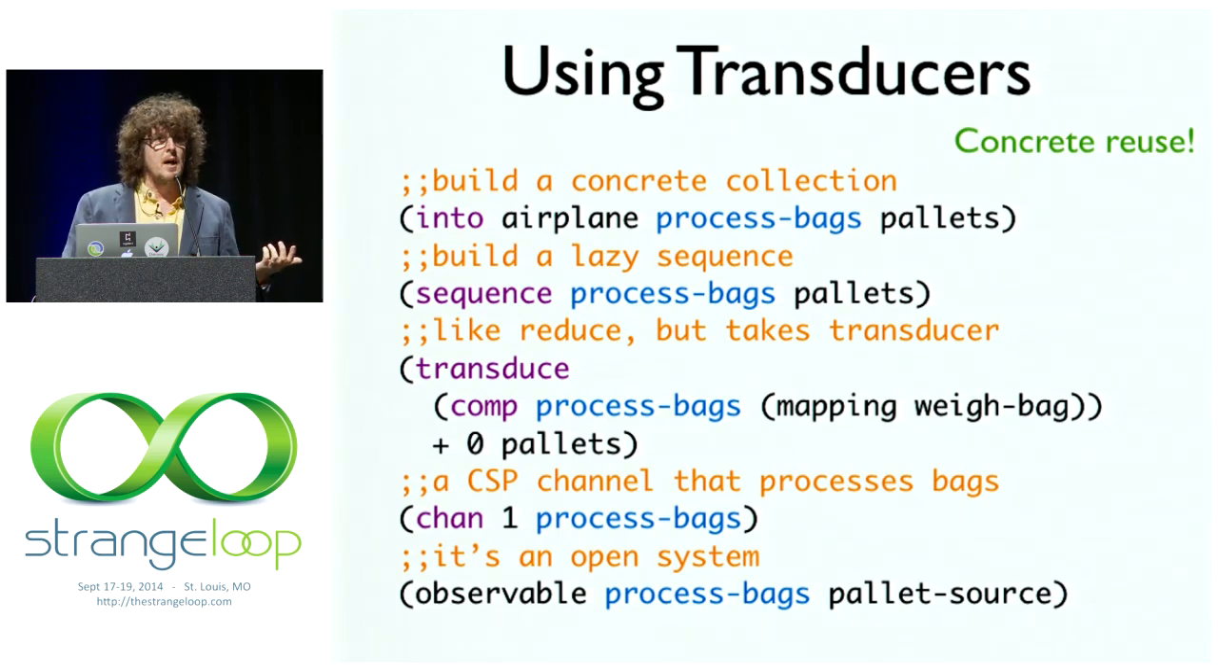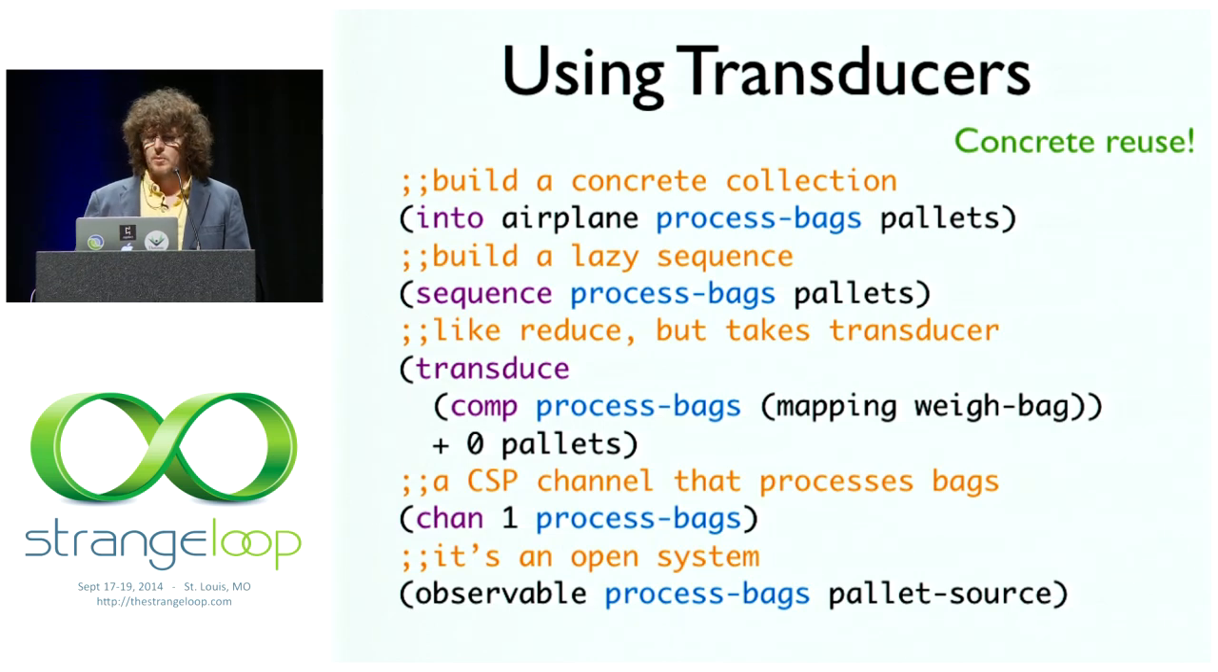So we can use transducers on channels. The channel constructor now optionally takes a transducer, and it will transduce everything that flows through. It has its own internal processing step, and it's going to modify its inputs accordingly with the transducer it's given. And it's an open system.